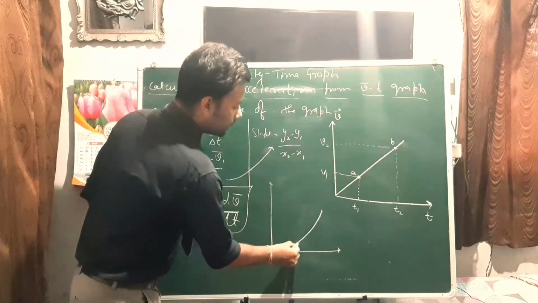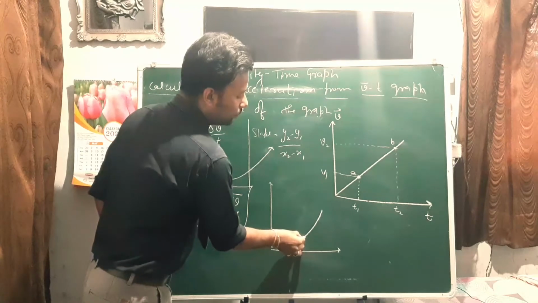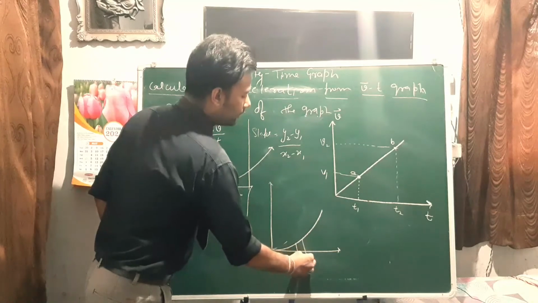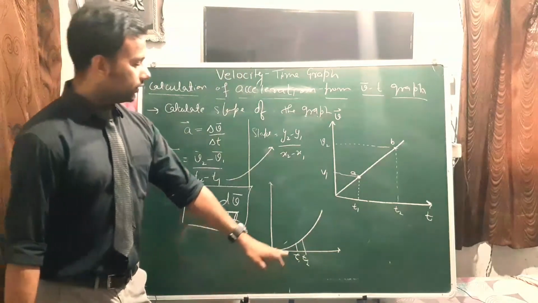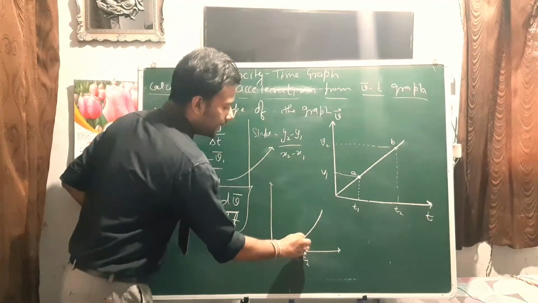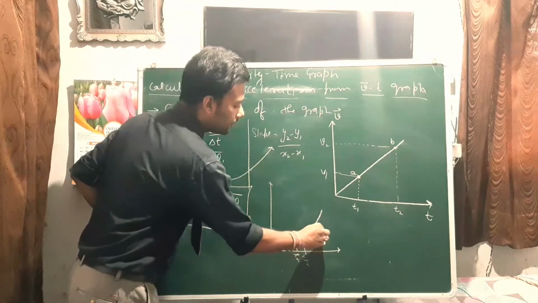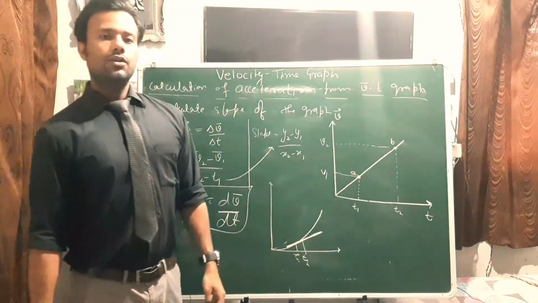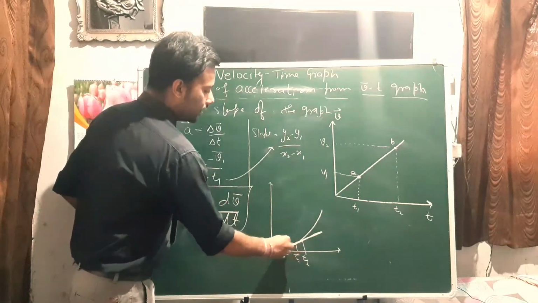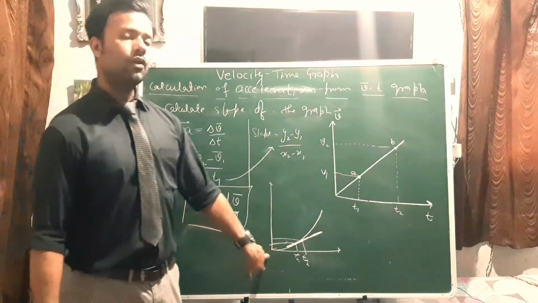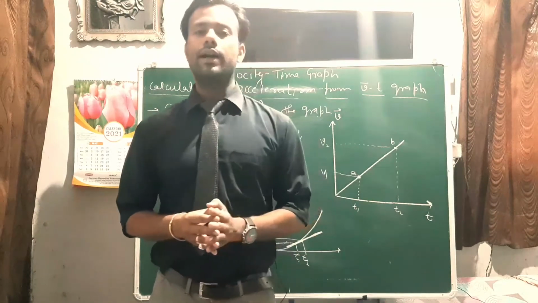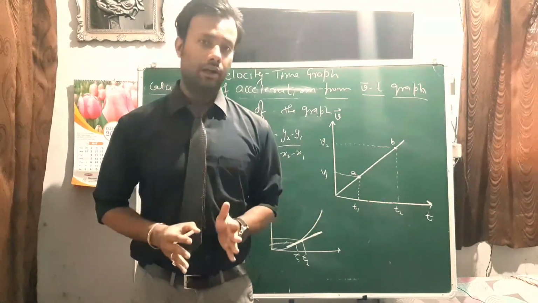Now we have to find a slope between two very near points. Let's say this is the time t1 and this is the time t2. Now you can see that the times t1 and t2 are very near to each other. So we can make a tangent here like this. From this we can find out the slope by calculating the values of v1, v2 and t1, t2. So in conclusion, we find the slope to find the acceleration with the help of the vt graph.